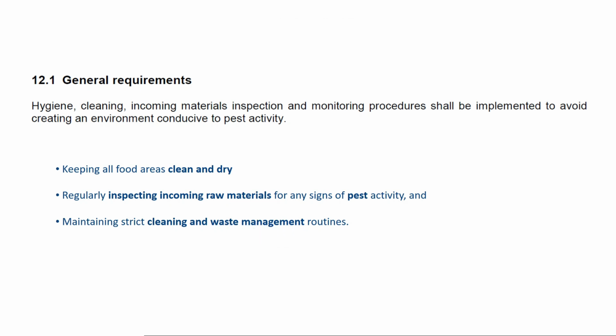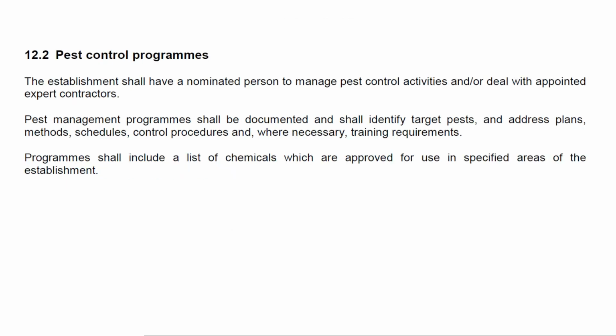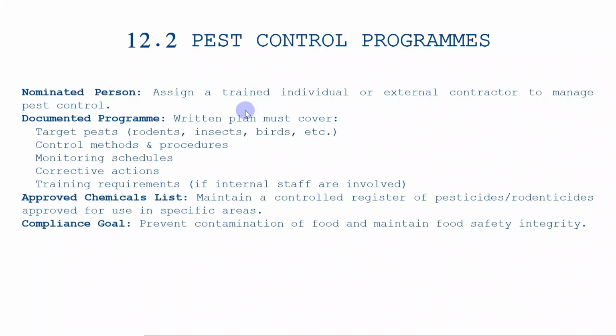Now the second clause is pest control program. To make this easier to understand, I will break this clause into three main points. So the first one is pest control operator. You must appoint a nominated person commonly called a pest control operator or pest control manager. This can be done internally or externally.